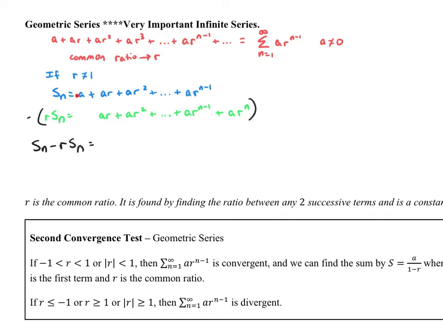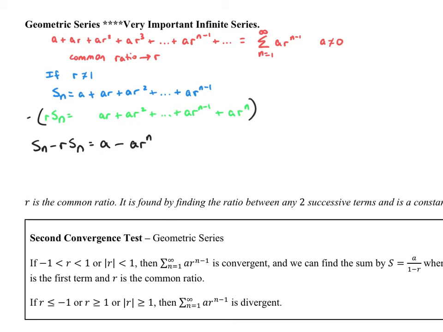Then I get a, so a minus. Now when we take ar and subtract ar, we cancel, which is the reason I wrote it this particular way. ar squared minus ar squared cancel. All of these little terms in here are going to cancel. This term minus ar to the n minus 1, those are going to cancel. And really, I'm going to be left with this term here, which is ar to the n. So there are many, many terms that end up canceling. In black, that's what we have left over.